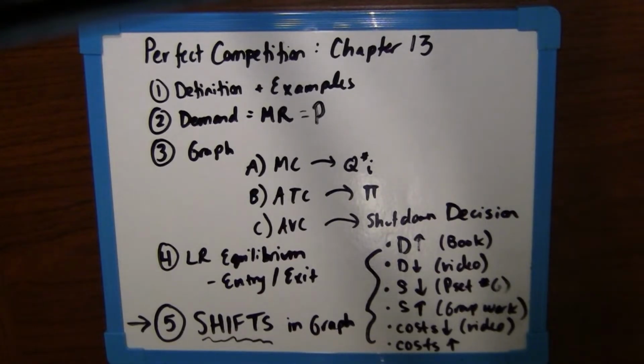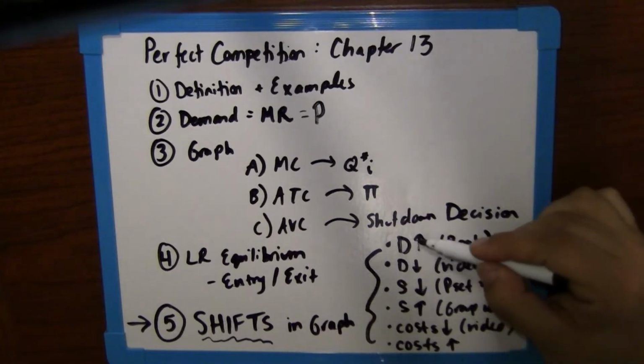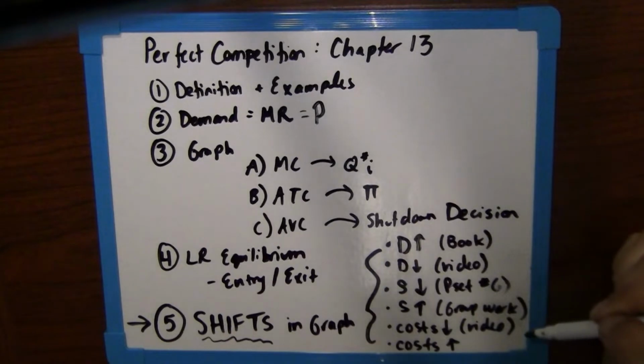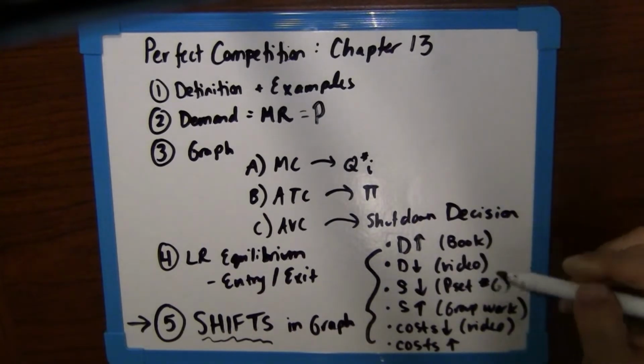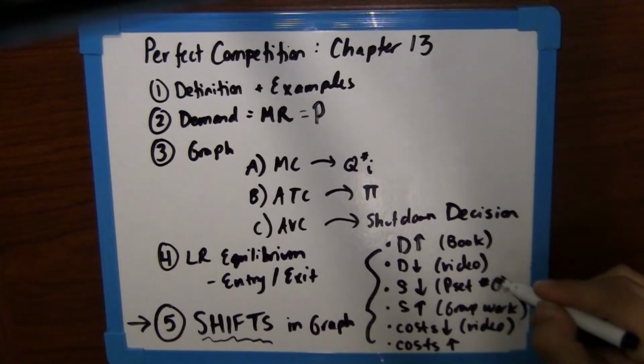So the shifts in the graph are not well covered in the book, which is why we're going to emphasize them in this video and then do a little bit of group work. There's basically 6 different types of shifts that I'm going to show you. The first is where demand goes up, and that is covered in the book. The second is where demand goes down, and that is what I'm going to show you in the first part of this video. The third possibility is that supply goes down.